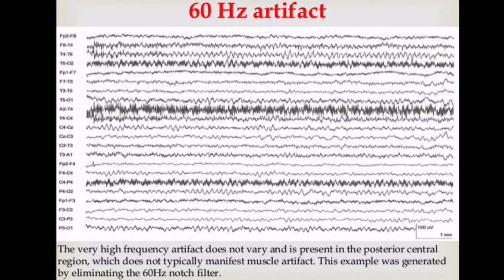Now, the way to eliminate this artifact is by turning on the 60 hertz or the notch filter, and it'll hopefully get rid of that dark, super high frequency 60 hertz activity. Another way to help get rid of it is having low and equal impedances. That is key. So there's the basic overview on the most important EEG artifacts, in my opinion.